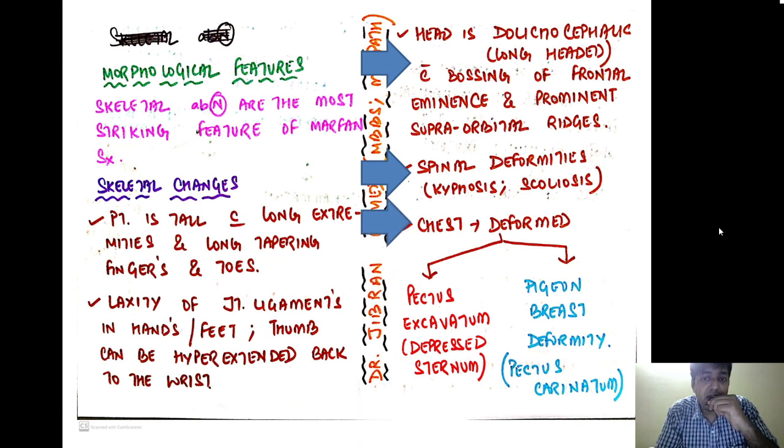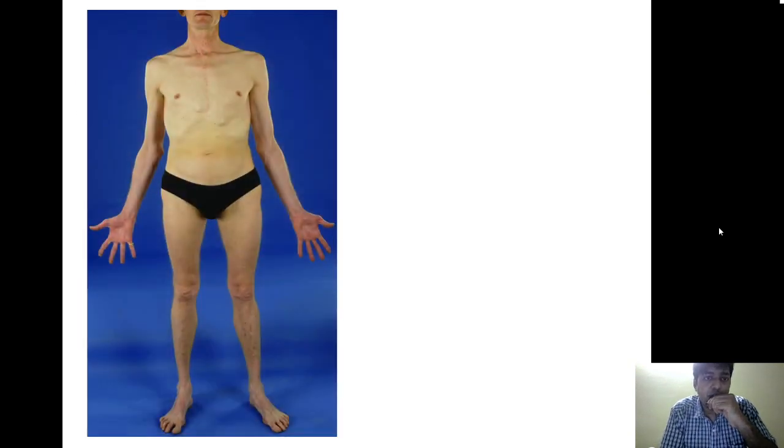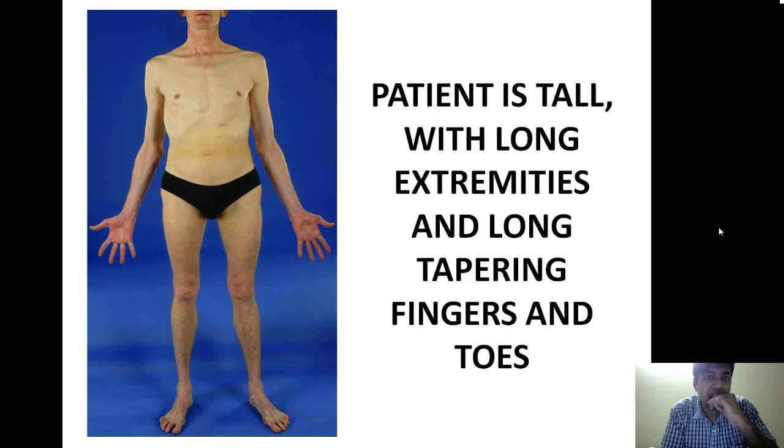The chest is often deformed. There is either a depressed sternum, called pectus excavatum, or an outwardly projecting breast, called a pigeon breast deformity, or pectus carinatum. Let us look at these skeletal deformities. As you can see, the person is of tall stature with long and tapering fingers and toes.